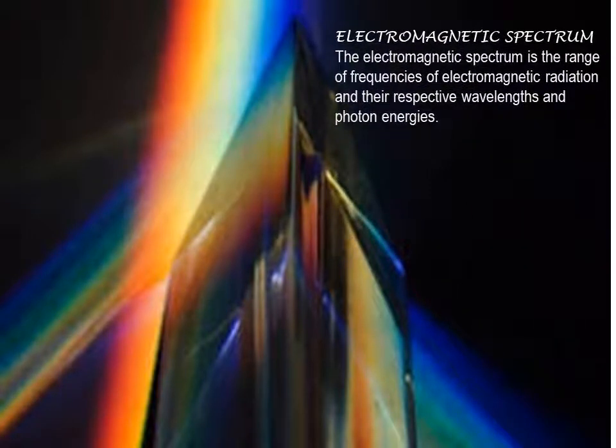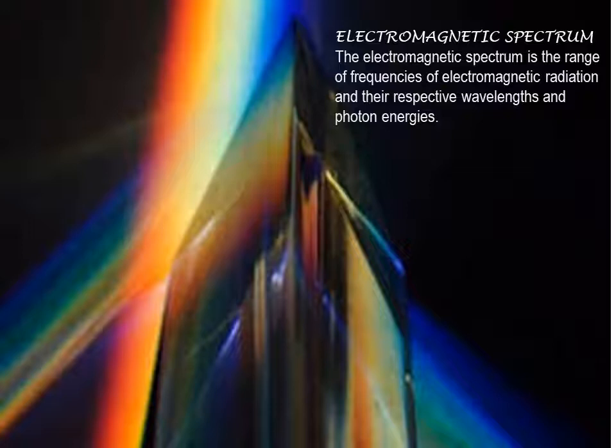Next, we have the electromagnetic spectrum, which is our topic for week 1 and week 2. The electromagnetic spectrum is the range of frequencies of electromagnetic radiation and their respective wavelengths and photon energies. It is the spectrum or the continuum of electromagnetic waves arranged according to frequency and wavelength. It is the gradual progression from the waves of lowest frequencies to the waves of highest frequencies.